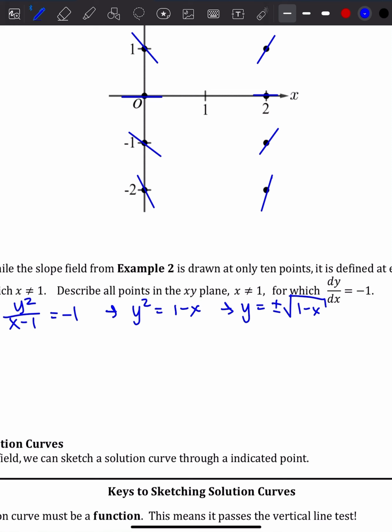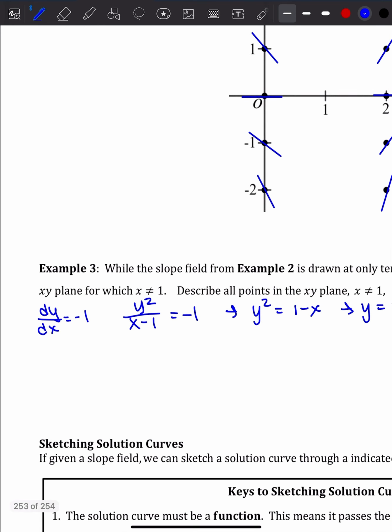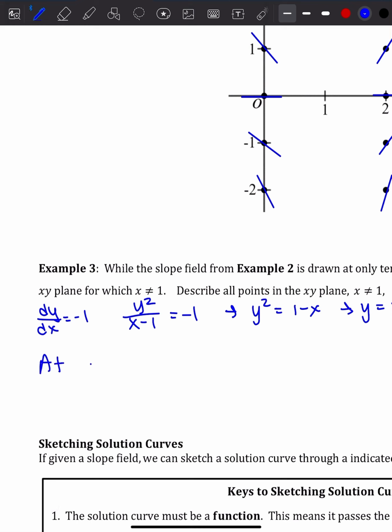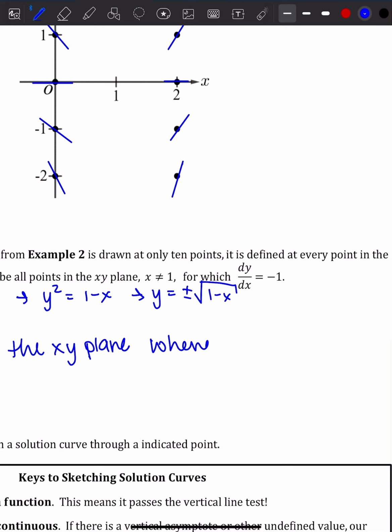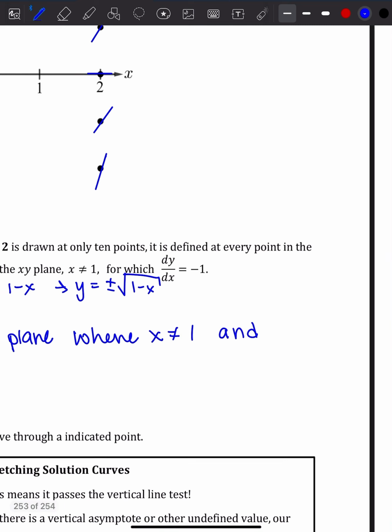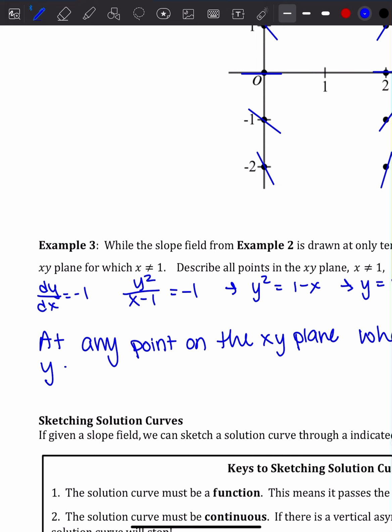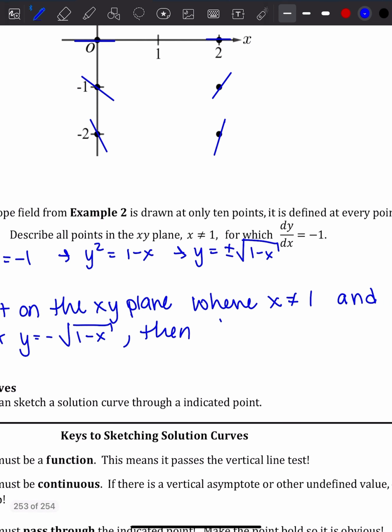So at any point on the xy plane, where x does not equal 1, and y equals the square root of 1 minus x, or y equals the negative square root of 1 minus x, then our slope, dy over dx, is equal to negative 1.